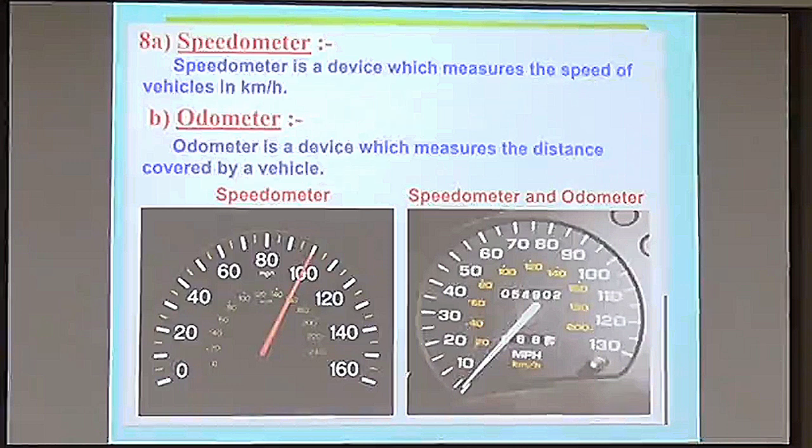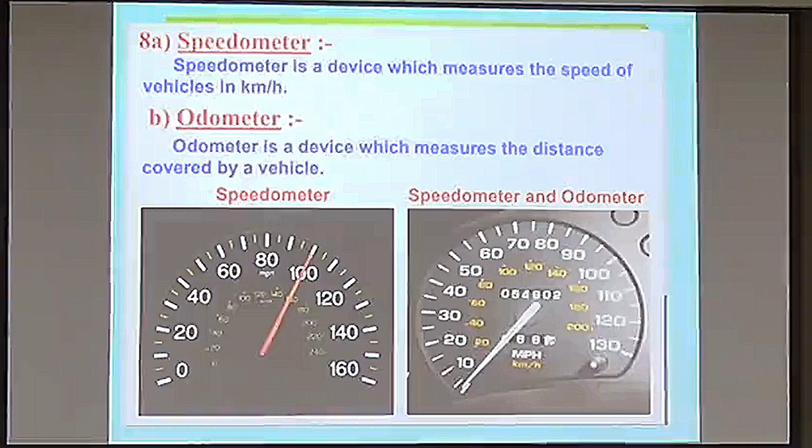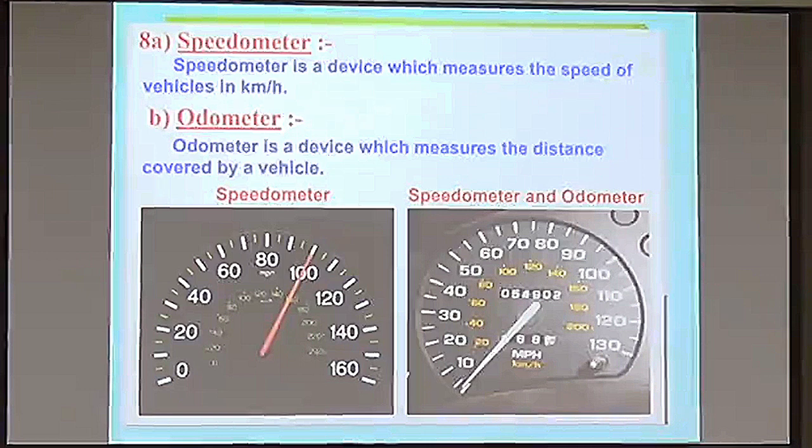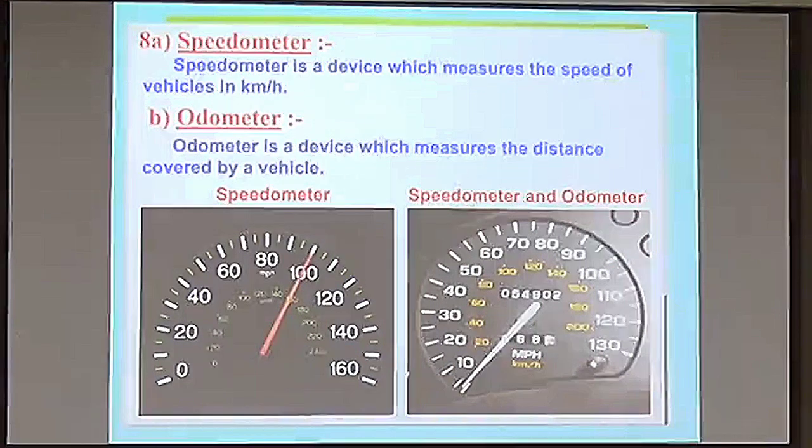Then there is another meter fitted in the vehicle which tells how much distance is covered, and that meter is called an odometer. Just see the figure. The first meter is a speedometer, and the second one has both speedometer and the odometer, and you can see a few numeric digits. So these are telling how much distance is covered. As you are covering more and more, the reading on the digital scale will increase, and it will give you the distance covered by the vehicle.